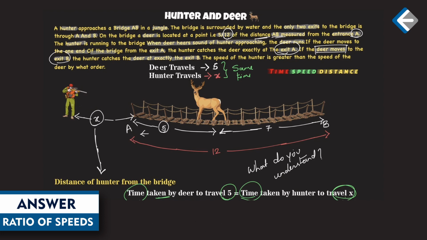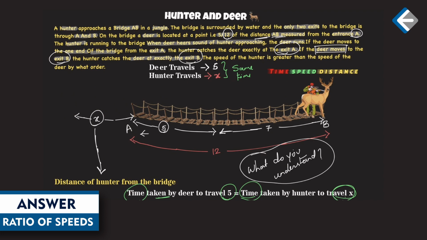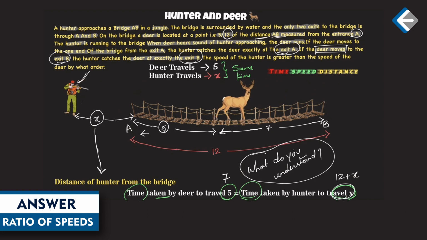Now let's see the second scenario. The deer moves to the exit B and the hunter catches the deer exactly at the exit B. So when the deer moves to the exit B, the hunter catches the deer at the exit B. What do we understand from this now? When the deer travels 7, what is the hunter traveling in the same time? If I compare the distance, it is 12 plus x. If you look at the entire bridge, 7 plus 5 plus x. That is what the hunter travels in the second scenario.